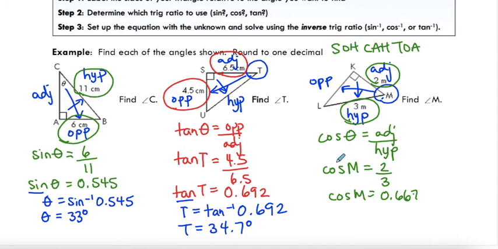And now we want to do the inverse of cosine in order to get M all by itself. Remember, whatever we do to one side of my equation, I do to the other. So I have to do the cos inverse of 0.667, which when I use my calculator to figure that out, gives me a value of 48.2 degrees when I round to that 1 decimal place.